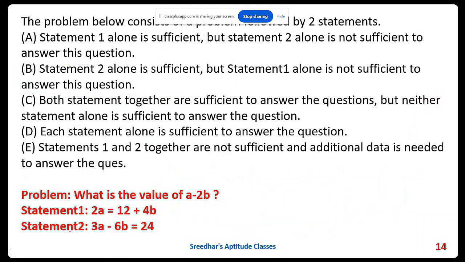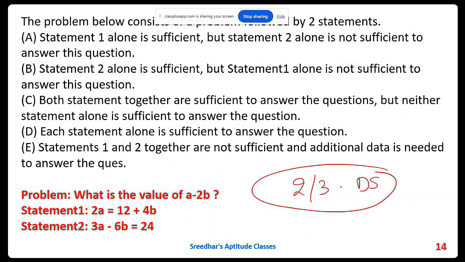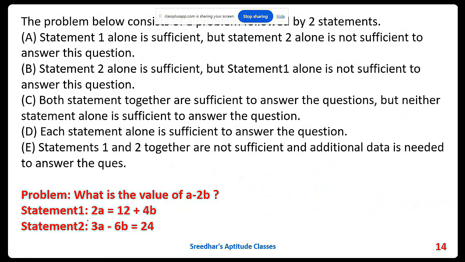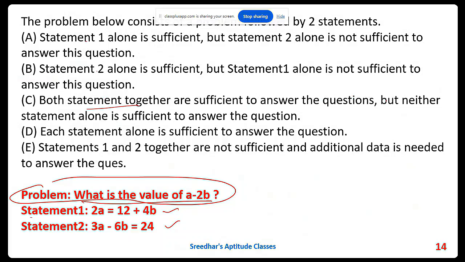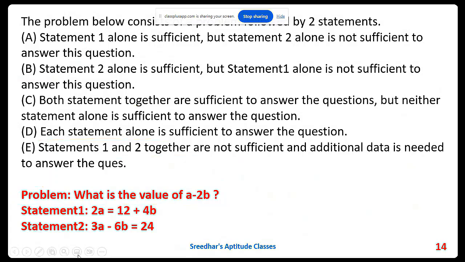Yes, next one on the screen. There are 2 to 3 questions on data sufficiency. DS, data sufficiency. I hope you all know what data sufficiency is. You will be given a problem followed by two statements. You just have to identify which of the statements provided is sufficient to answer the problem. Is one alone sufficient, two alone sufficient, together sufficient, individually not, each alone sufficient, together also not sufficient, additional information needed? So what is your answer?